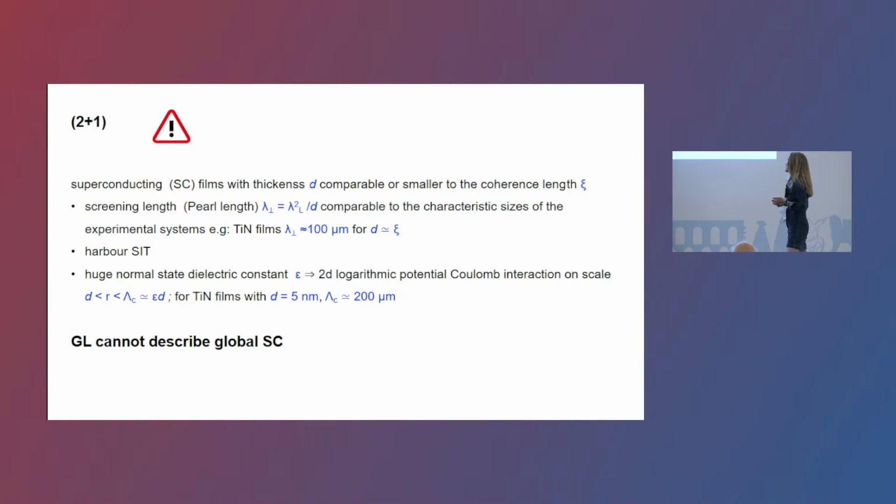And what is the consequence of this? The consequence is that the dielectric constant is huge. And having a huge dielectric constant has the consequence that the electric flux lines are confined on the plane. And so what I have is an effective 2D logarithmic potential, a real two-dimensional Coulomb potential between charges on scales that are between d and this screening length that is epsilon times d. So what I will show you is that in this condition, the Ginzburg-Landau model cannot describe superconductivity.